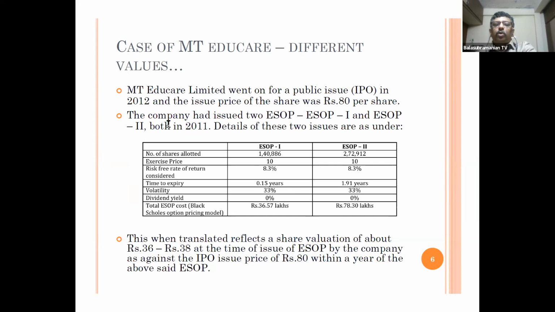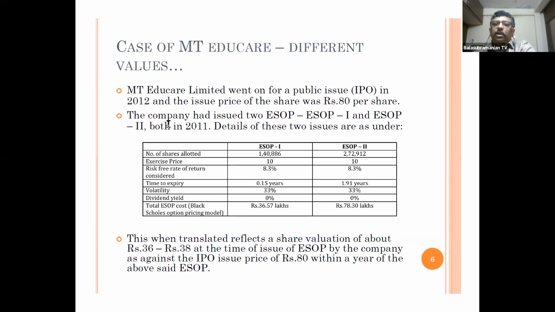Now, if you look at that, the value which is ascribed as ESOP cost is around 37 lakhs and 78 lakhs, which if you translate into per share, what is the cost? It comes to around 36 to 38, which is nearly half of what is the IPO price just within a year's time from there.